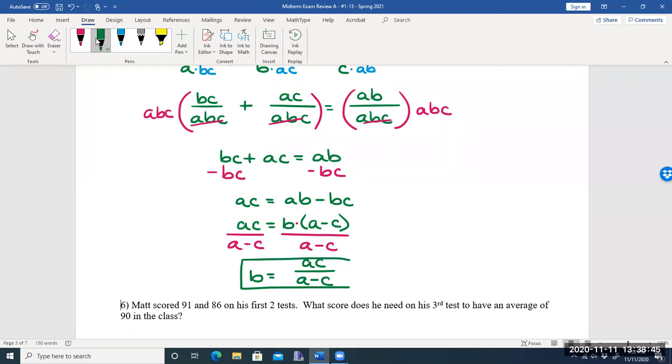And if you look at the answer key, there's another answer that would be equivalent. So if you solve and you get B equals negative AC over C minus A, that is equivalent. That's the same thing. So either answer is fine.